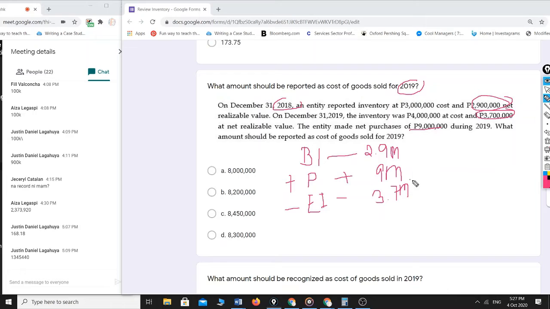So our amount of cost of goods sold, or COGS, is 2.9 million plus 9 million minus 3.7 million. So, our answer for this item is 8.2 million. Okay? I hope we have the same answer. Ano siya answer ani guys? Next.